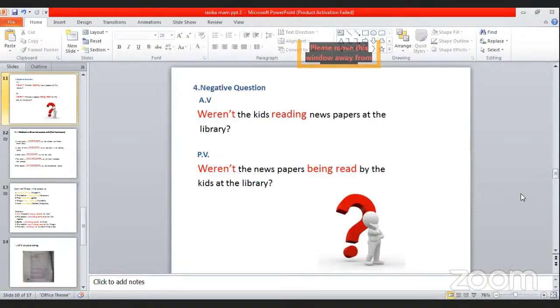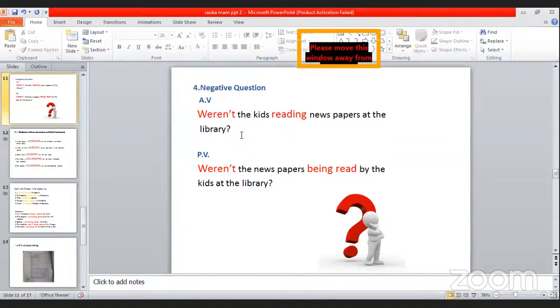Shall we move on to the next one, the negative question? We'll just see the active voice negative question here. Weren't the kids reading newspapers at the library? Weren't the kids reading newspapers at the library? This is a question.